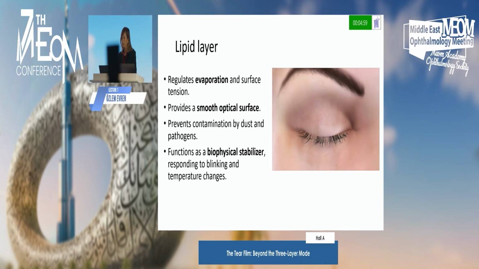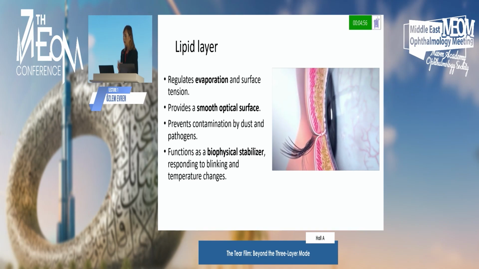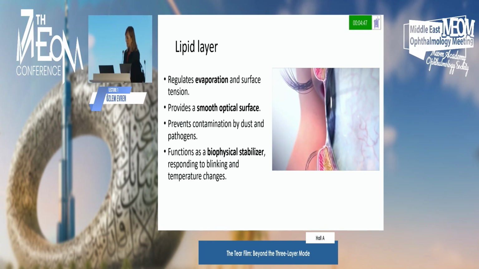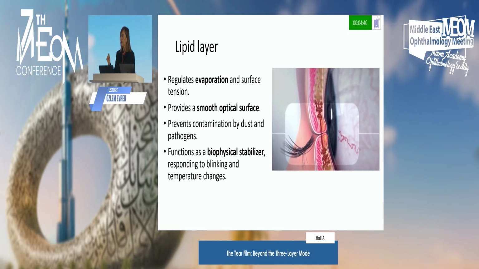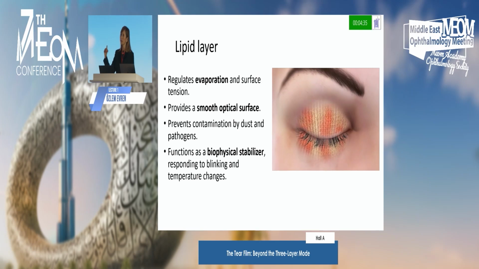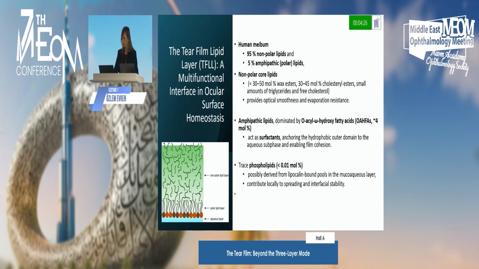And coming to the lipid layer, we know that it regulates evaporation and has a function in surface tension, and it provides a smooth optical surface and prevents contamination by dust and pathogens. So it functions as a biophysical stabilizer, responding to blinking and temperature changes. These are important because when these mechanisms are absent, or if there's a problem, we constitute the artificial tears according to that. So let's see the tear film.